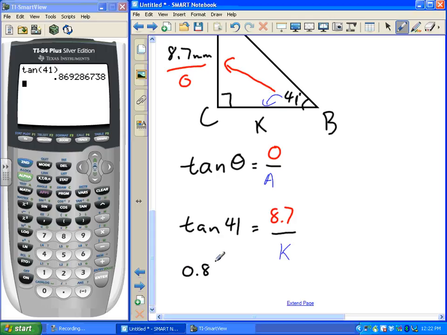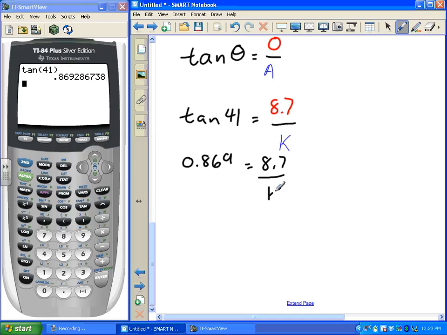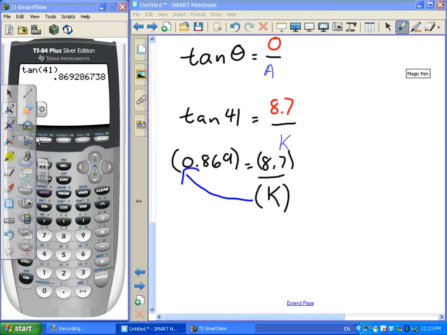0.8, what did I say? No, 0.869 is equal to 8.7 divided by k. Now, this one's a little trickier. Think of these as all individual numbers. I've got to isolate k, and k's on the bottom. So technically, I've got to bring k to the other side first, so it's no longer on the bottom of the fraction. So what's that going to leave me with?